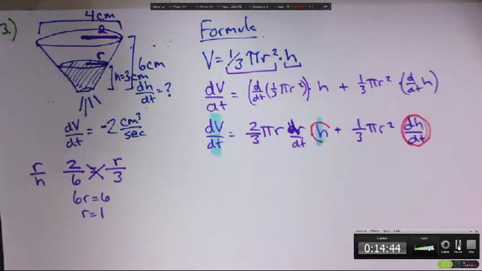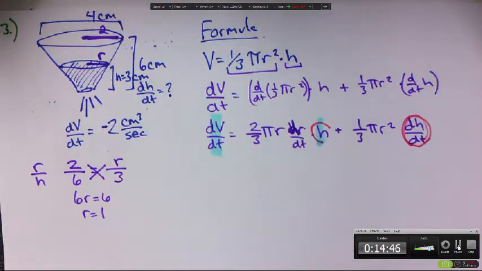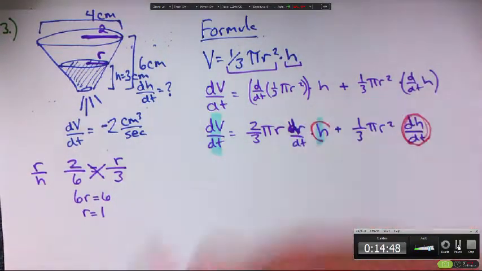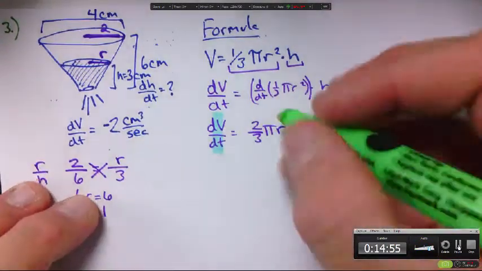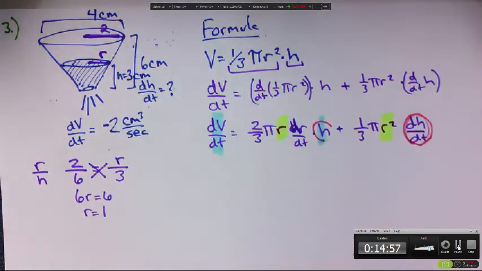Okay, so we can use a proportion to find what the radius is. So now we know what the radius is. We have that piece of information in this problem. So we can check off this and r squared over here.